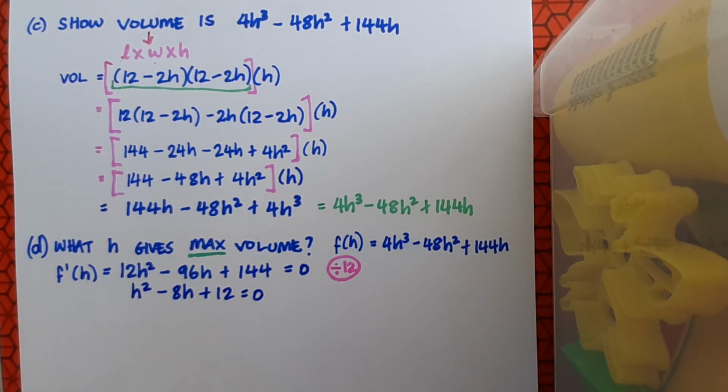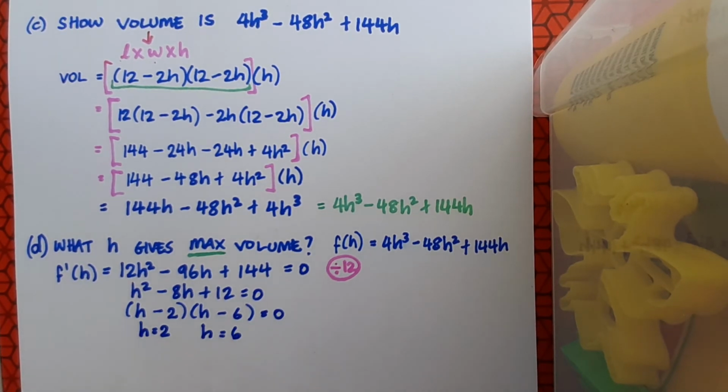Now I need to factorize this and solve. When I factorize, I get h minus 2 times h minus 6 equals 0. And so my two possible solutions are h equals 2 and h equals 6. But now only one of these is the correct answer. Only one of them gives the max volume. The other one will be the one that gives you the minimum volume.